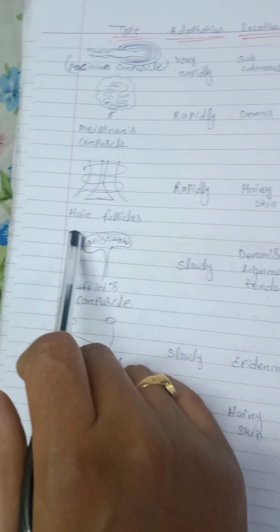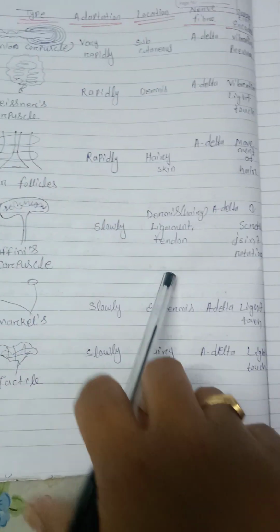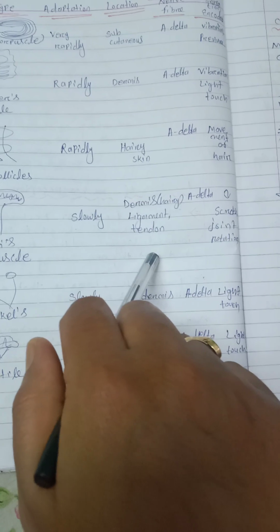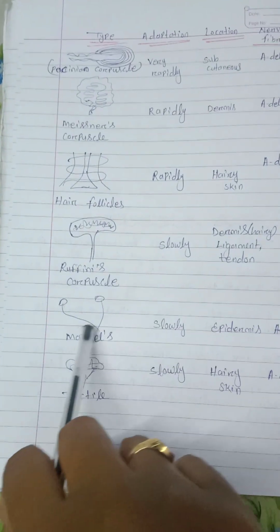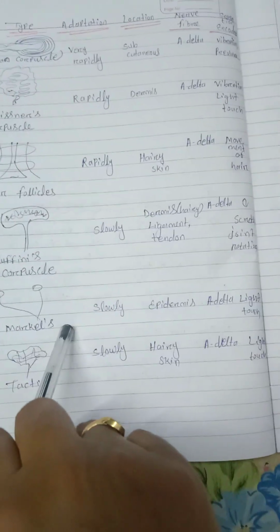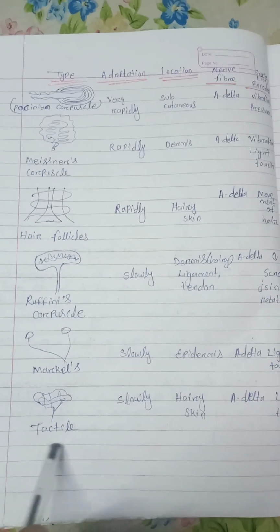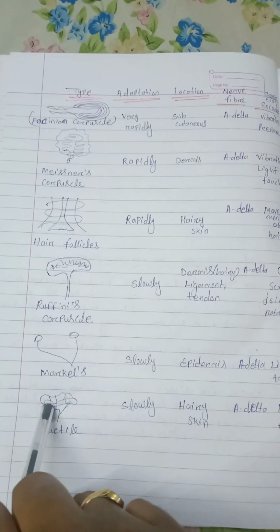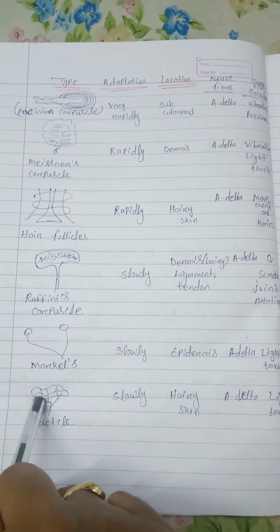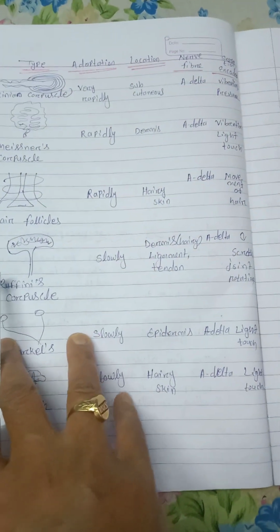Then hair follicles: rapidly adapting, hairy skin, A delta, movement of hair. Then Ruffini corpuscle: slowly adapting, dermis or ligament tendon, A delta, stretch and joint rotation. Then Merkel's: slowly adapting, epidermis, A delta, light touch. Then tactile: slowly adapting, hairy skin, A delta, light touch. These are the discussion about mechanoreceptors, types, adaptation and location and nerve fiber and their coding system.